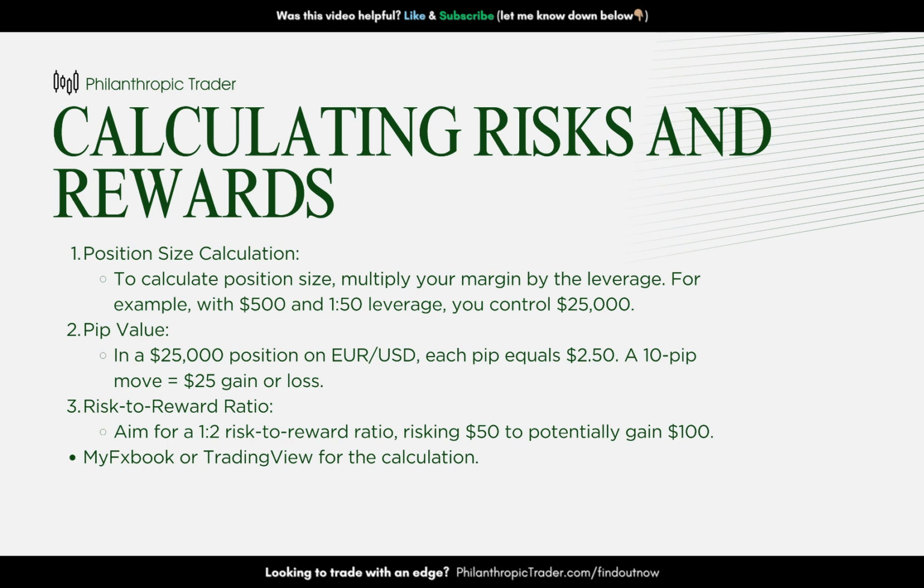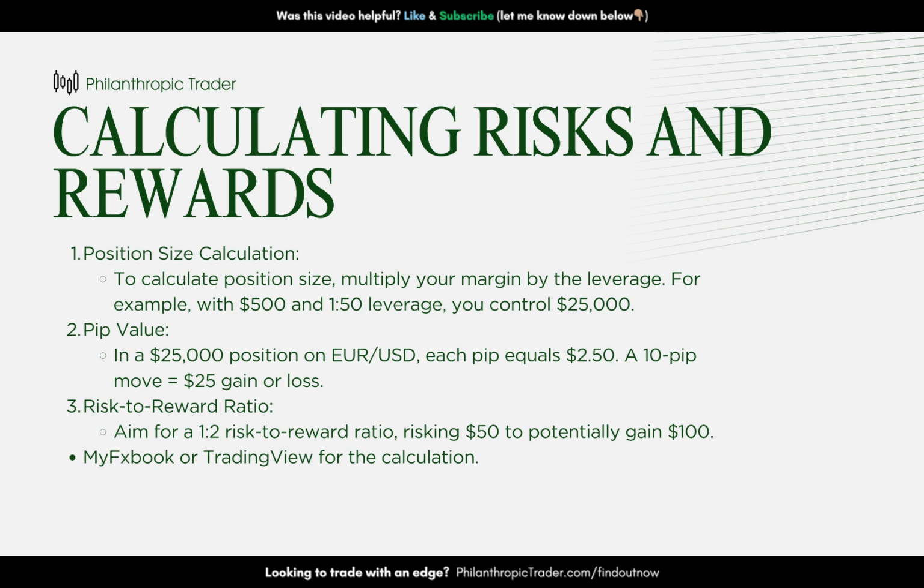So how to calculate your risk and rewards? To calculate position size, you have to multiply your margin by the leverage. For example, let's say you have a $500 account, right? And you use the leverage 1 to 50. Then you control $25,000. Why? Because we do 500 times 50, and that equals $25,000.